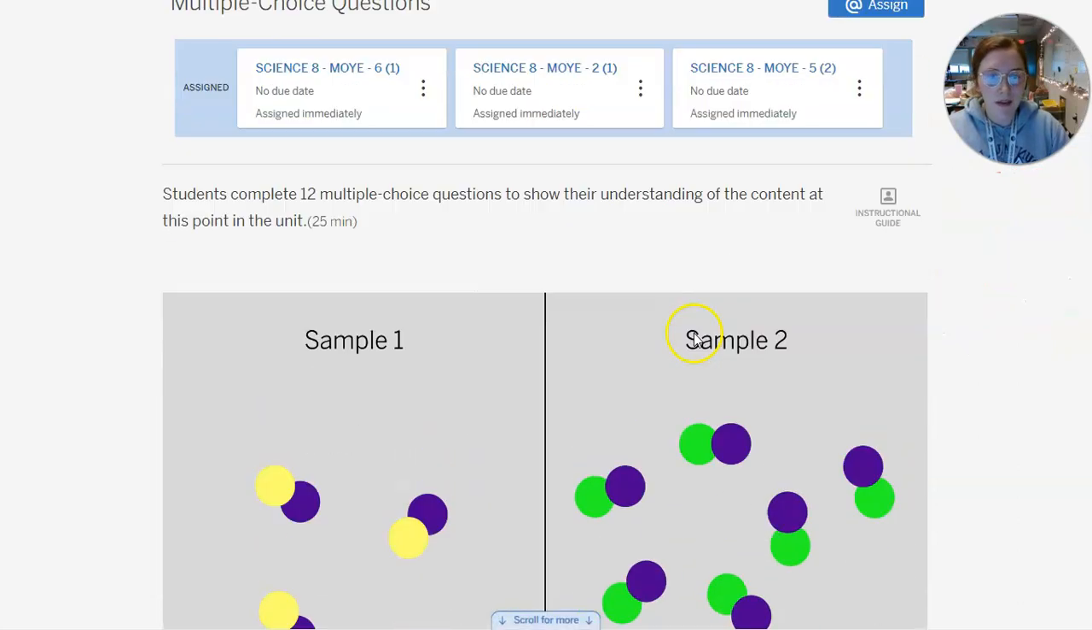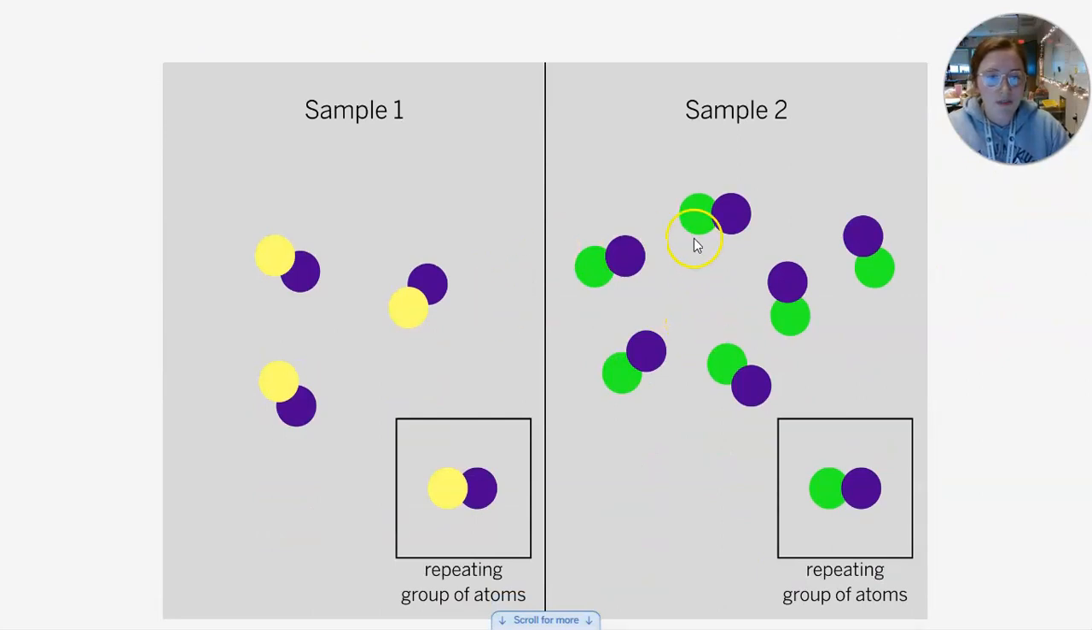If I look back up here, sample 1 and 2 are different, not because sample 2 has more, but because this is the yellow and that's the green. That's like level 1, chapter 1 knowledge. This is like a third of your test.